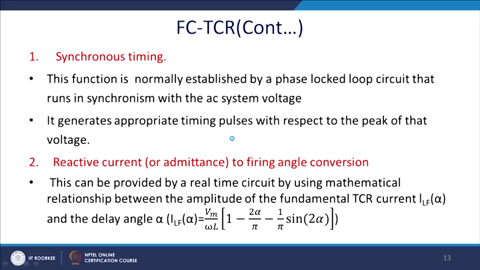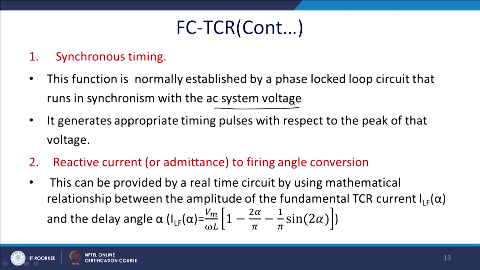The function is normally established by a phase lock loop circuit that runs in synchronism with the AC system. Ultimately this is a PLL. It generates the appropriate timing pulses with respect to the peak of that voltage. So, it will start from actually 90 degree.